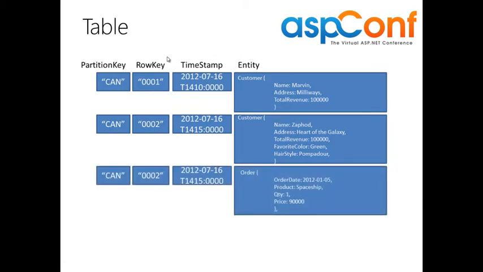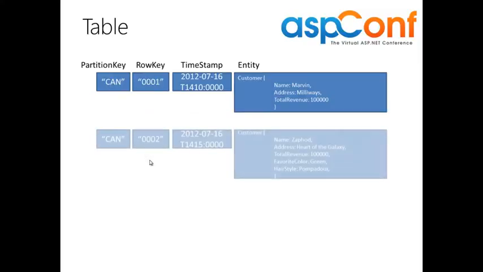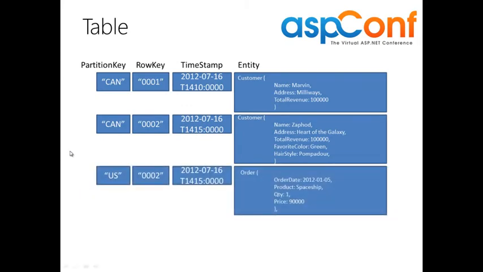And I can add a third row here. I've actually got an error on here that I'm going to correct real quick. Let's say instead of CAN, I make the partition key US, because this has to be unique. This combination of partition key and row key must be unique, and then whatever the timestamp is.